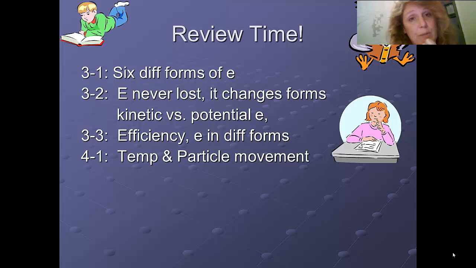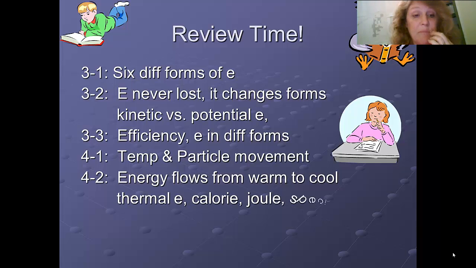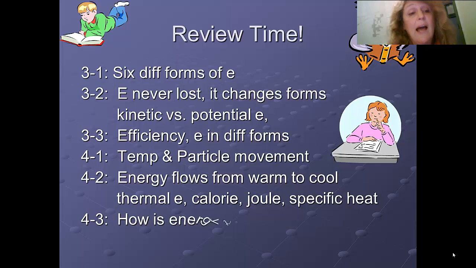Then we started chapter 4. Section 1 was all about temperature and particle movement. Section 2, how energy flows from a warmer area to a cooler area, and the difference between thermal energy and heat, the difference between a calorie and a joule, even though they're both measurements, and what specific heat is, especially if you own an orange soda lake. And then section 3, this was it. How is energy transferred? The 3 different ways.